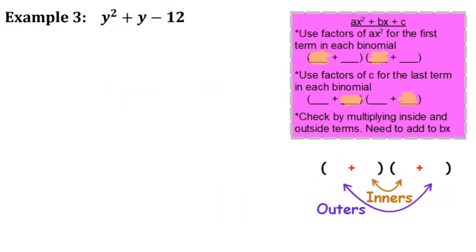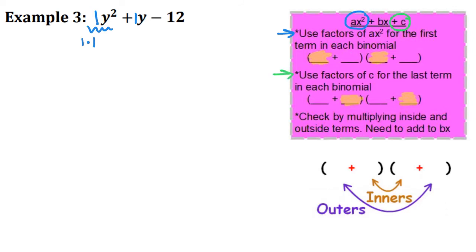All right, example 3 has 1y squared plus 1y minus 12. And we'll start off the same way we started the other two examples, looking at factors of ax squared. So that's that first term. And again, we have just 1y squared, so I'm going to split that up using 1 times 1. And then I'll hop over to look at the factors of C.